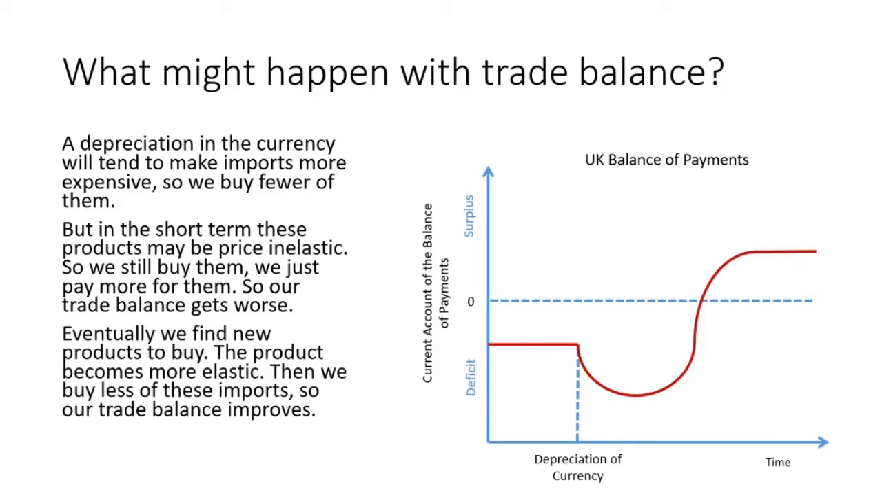Eventually, we find new products to buy. The products that we're importing become more elastic. They become more price sensitive. When we buy less of these imports, as a result of the price increasing, our trade balance improves. This is what we refer to as the J curve.